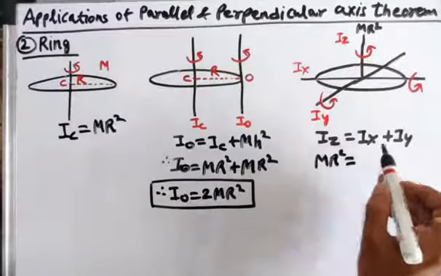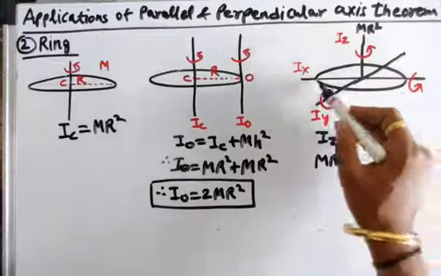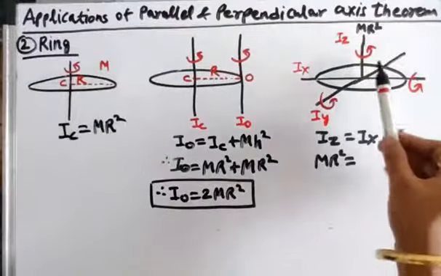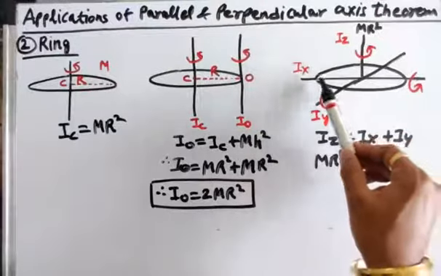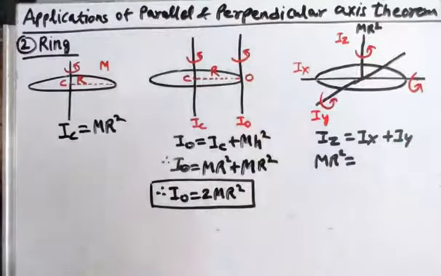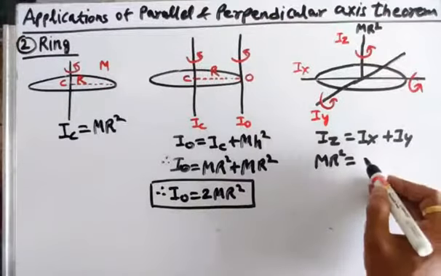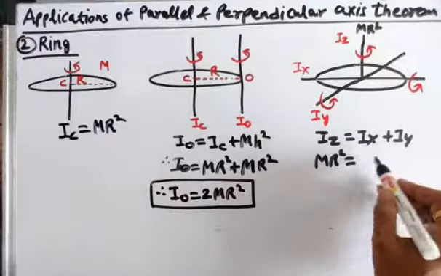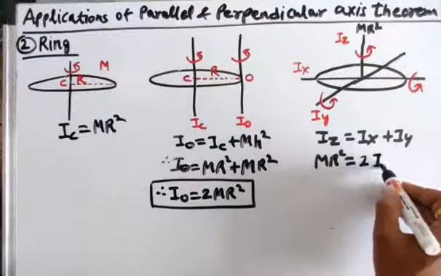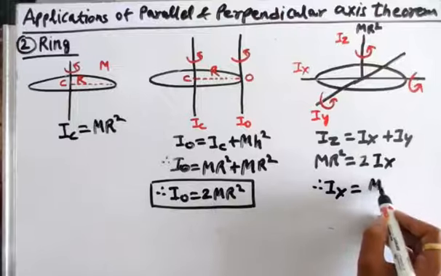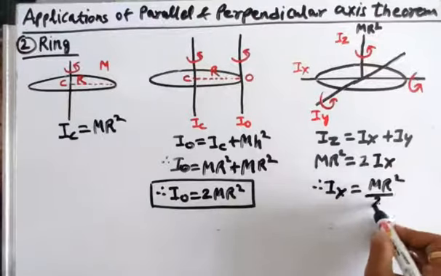Now look at this x-axis and y-axis. These are the two axes which are along the diameter. It means the moment of inertia of the ring about both axes is going to be the same, meaning Ix and Iy both are going to be the same. Therefore we can write this as Ix plus Ix, which is nothing but 2Ix. Therefore we get Ix is equal to mr square upon 2.